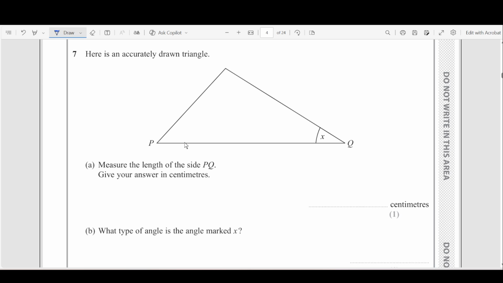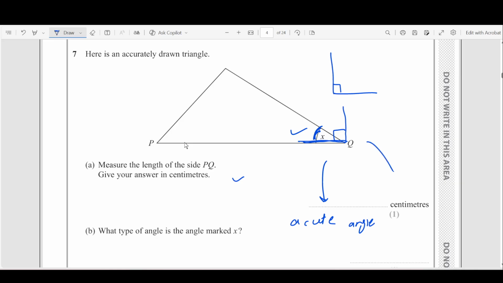Okay, so we can just use a ruler to measure it. Here, what type of angle is angle X? As you can see, this is less than 90 degrees. So this is acute angle, right? This angle is acute angle because we know this is 90. And how do we measure if this is less? If I draw a line like this total is 90. This is less than 90, so this is acute, right?